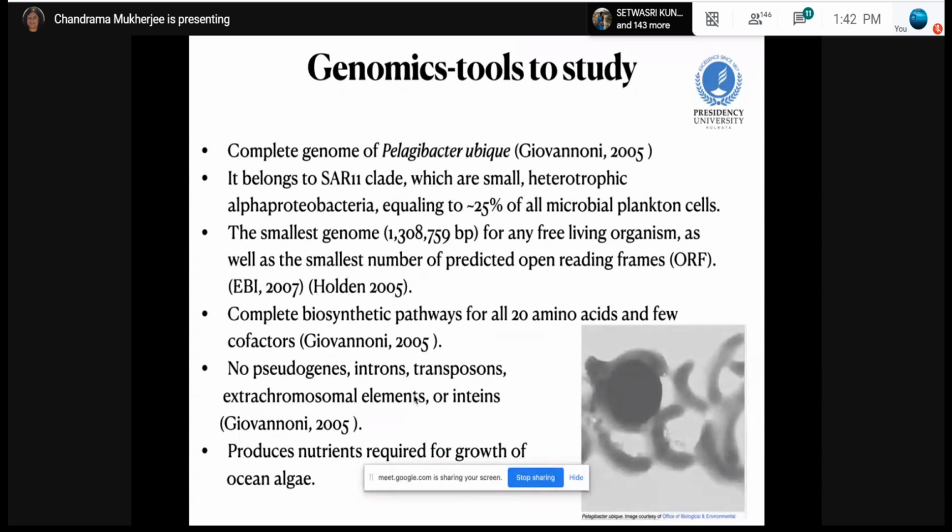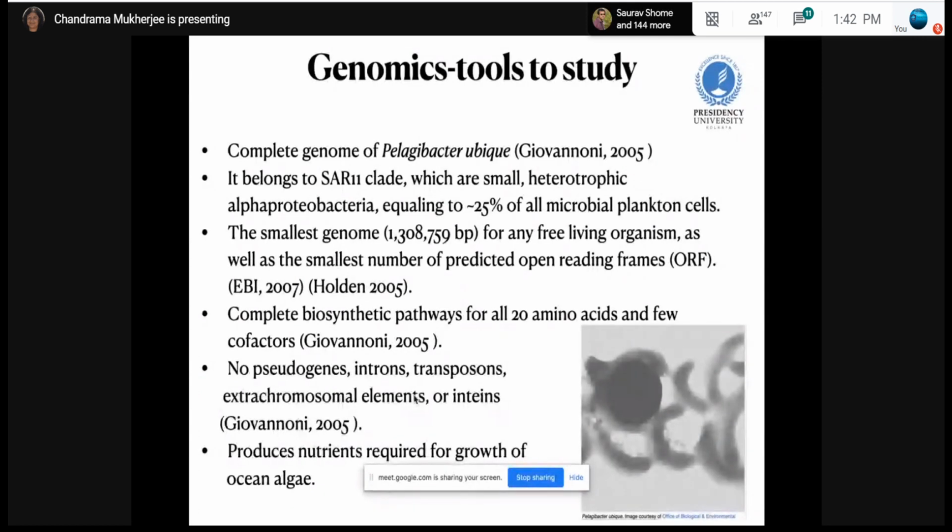If you look at its genetic composition, you will wonder to see that it is such a small genome, but it has the complete biosynthetic pathways for all 20 amino acids and also a few cofactors. Interestingly, this organism does not contain any pseudogenes, introns, transposons, or any other kind of extrachromosomal elements or inteins. So this organism actually has a capability to avoid mutations.